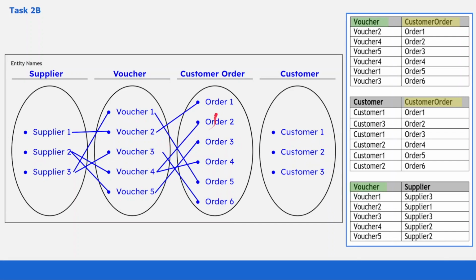And lastly, let's look at the relationship between customer order and customer. Why don't you have a go at drawing the relationship between those instances? The relationship between the instances should look something like this, with customer 1 placing order 1, 3 and 5, customer 2 placing order 4 and 6, and customer 3 placing order 2. And this is a complete entity occurrence diagram which shows us how the instances are related to each other.